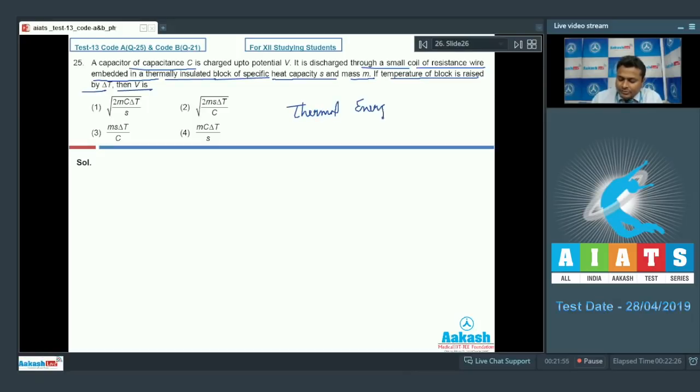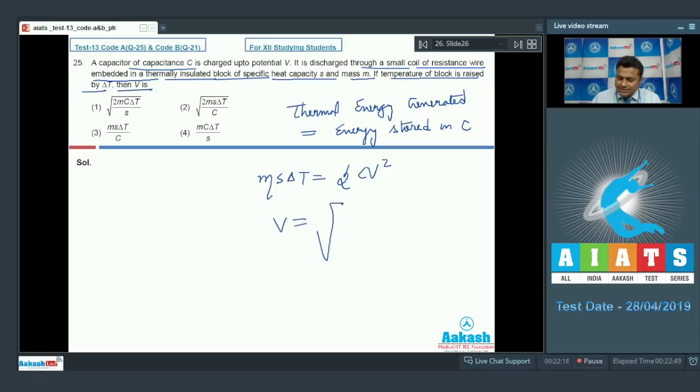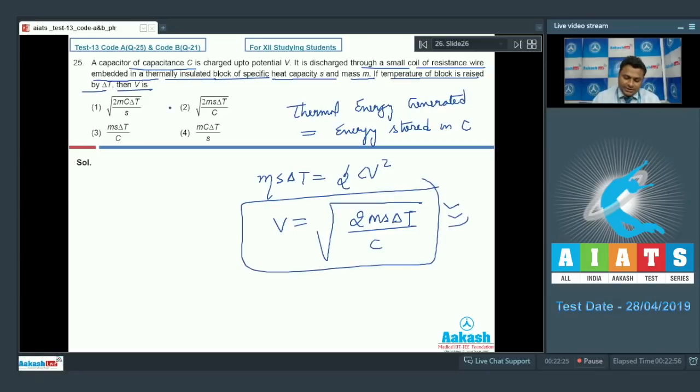Thermal energy generated from energy stored in capacitor. Thermal energy m s delta T equals half C V square. From here we have the potential difference V as square root of 2 m s delta T upon capital C. So this is the final expression. Option number 2 is absolutely correct. Move on to the next, that is 26 number.